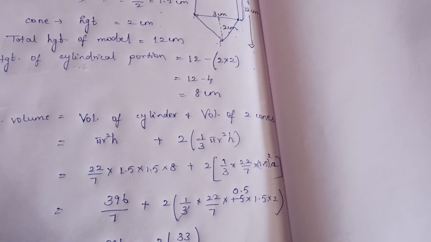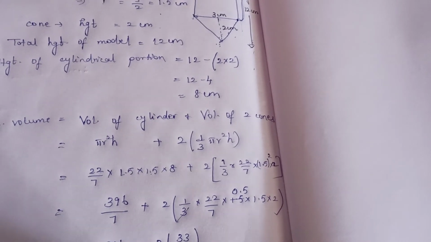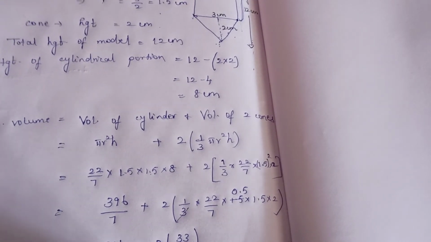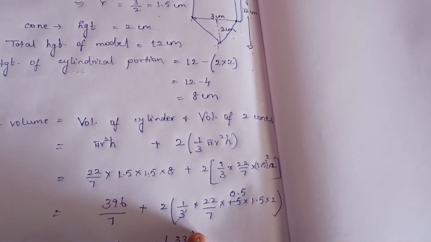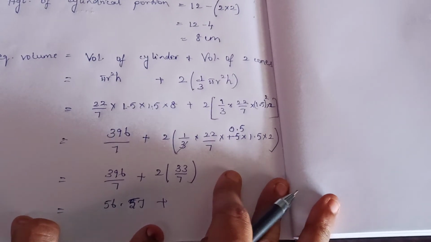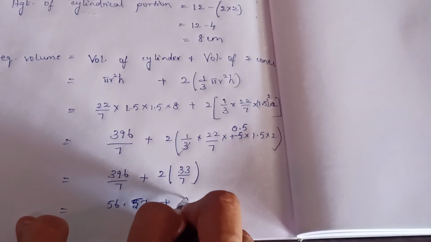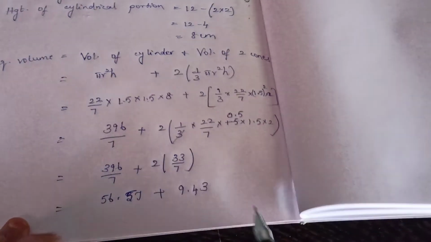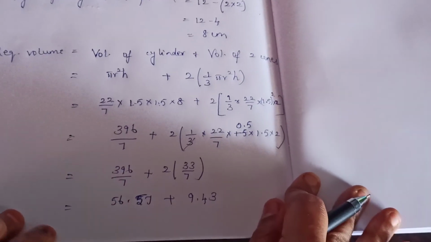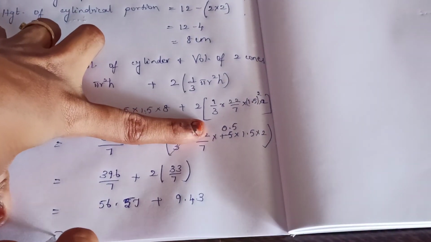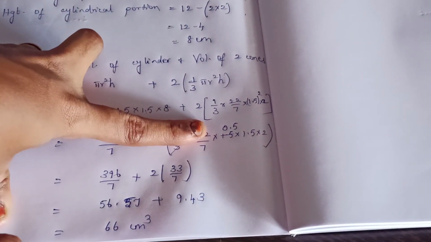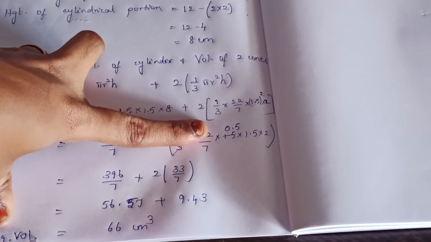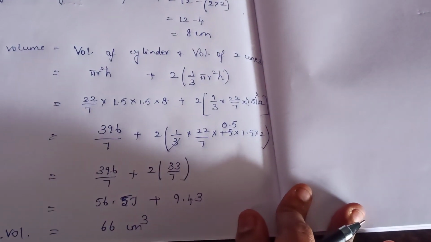So on dividing this we have 56.57, plus, on multiplying this, 2 into 33 is 66. So 66 by 7 will give you the value as 9.43. Now we have to add these values. So on adding we have this as 66 centimeter cube. Therefore our required volume is 66 centimeter cube.